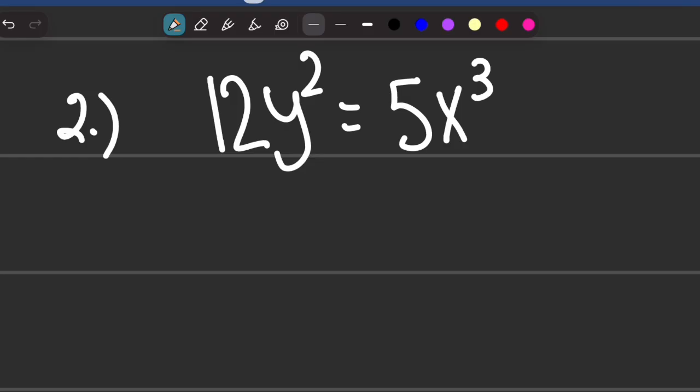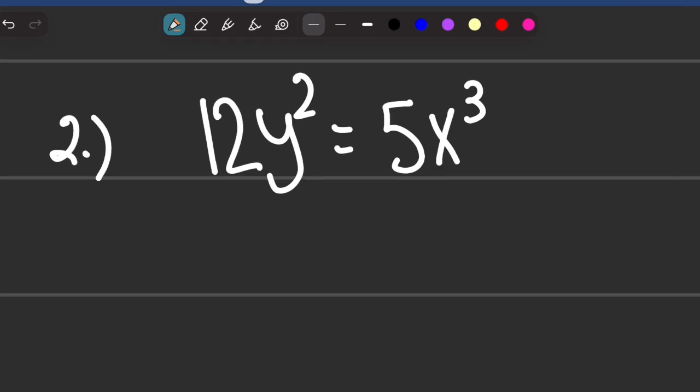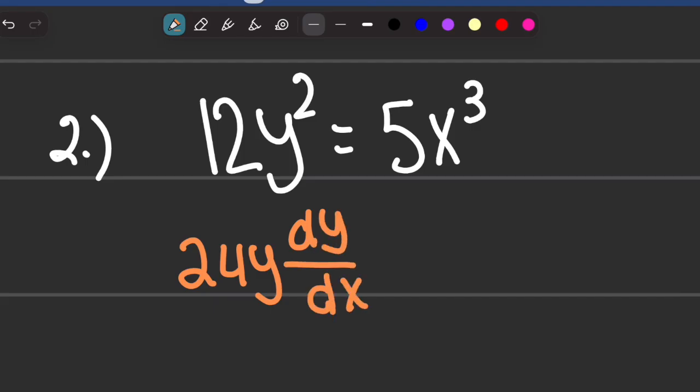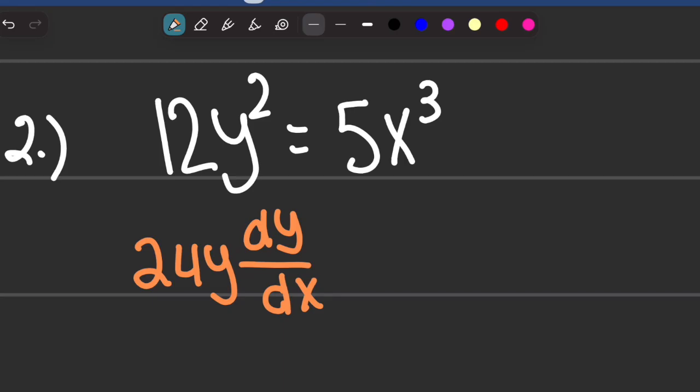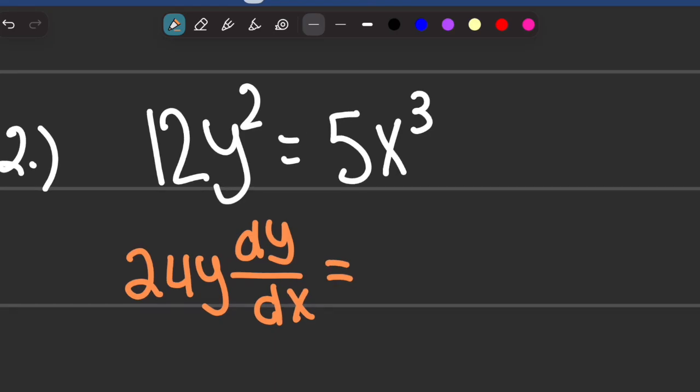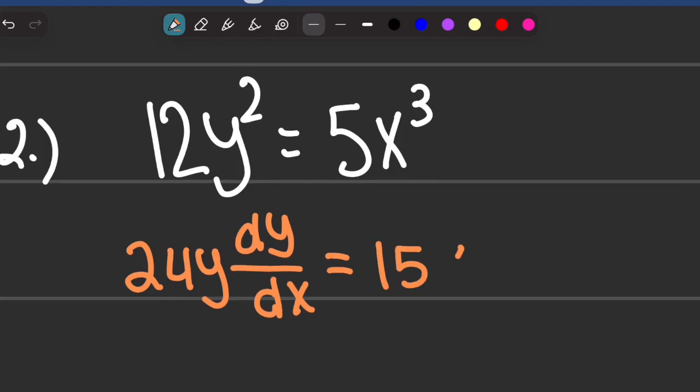Alright, so hopefully you've tried finding the derivative of both sides of this equation. Let's go ahead and go through it now together. The derivative of 12y squared is going to be 24y dy over dx. Do not forget the dy over dx, that's very important. Anytime you have a y, you're always going to put dy over dx after the derivative. Equals, and then the derivative of 5x cubed is going to be 15x squared.